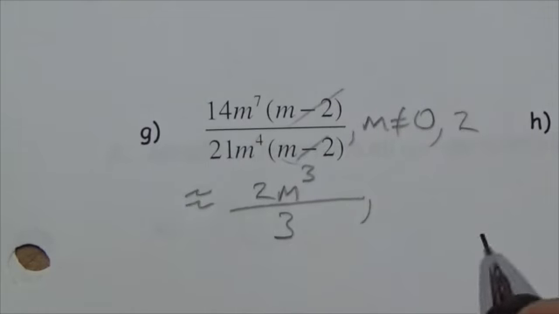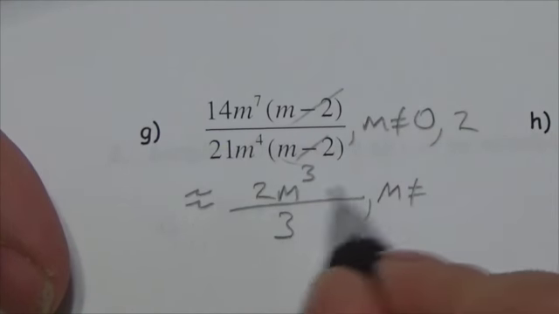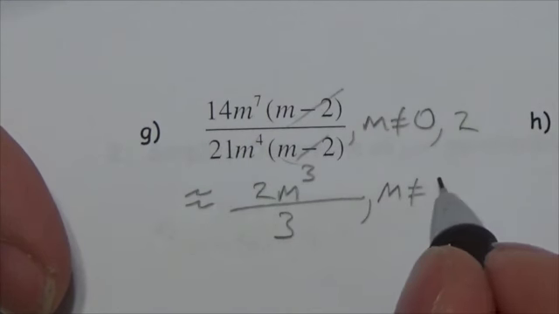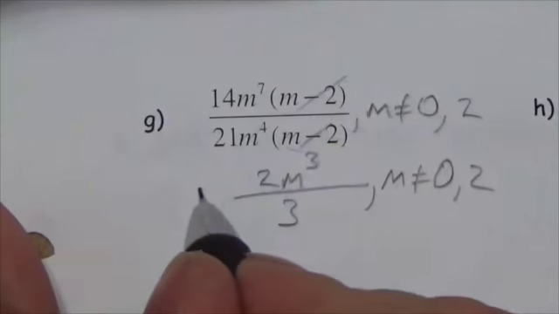Now, however, these are not equal until I state that m cannot equal. Now in this case, both of my factors with m in it disappeared in the denominator, so I need to actually include both of those before I can change this equivalent sign to an equal sign.